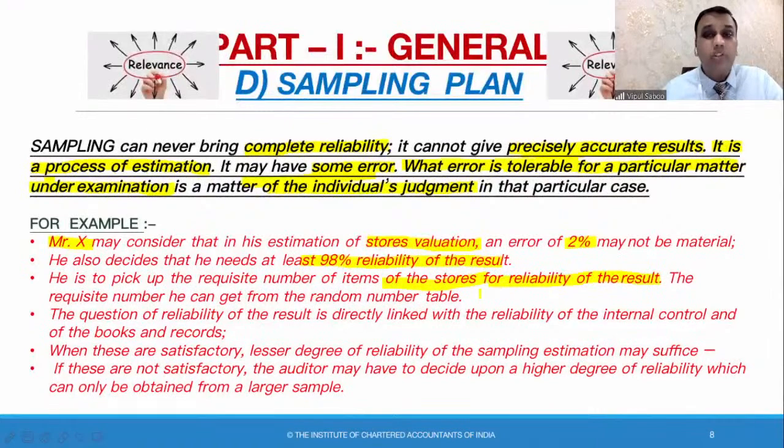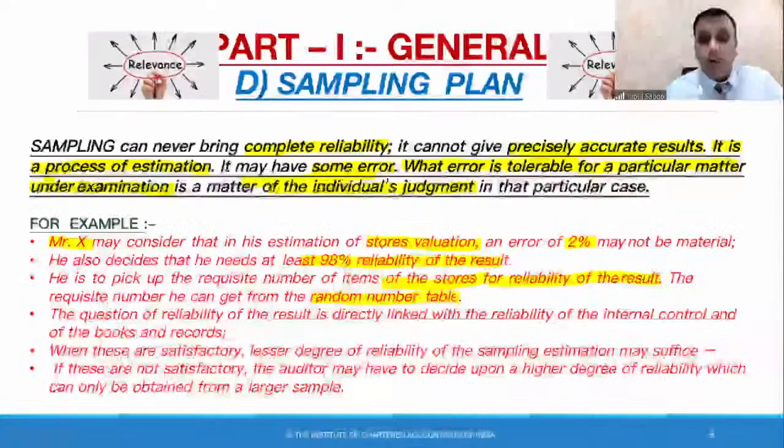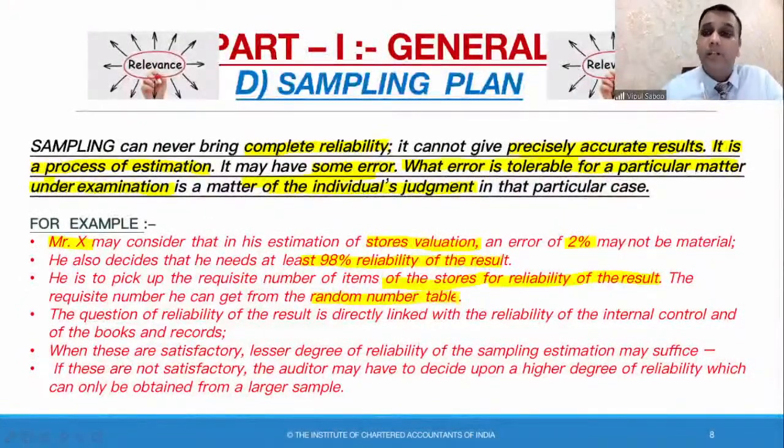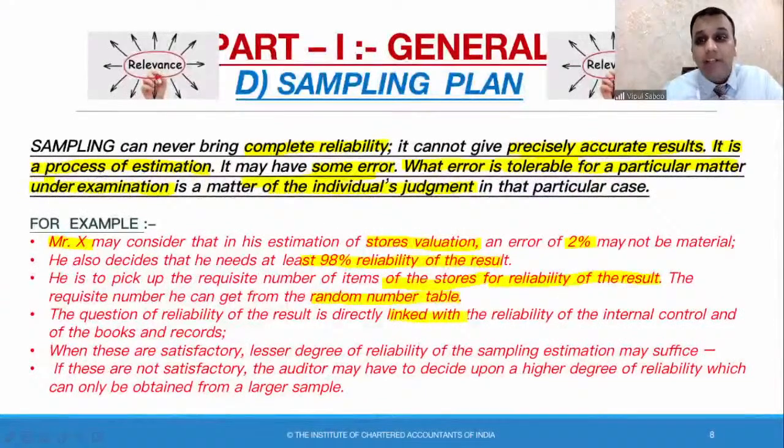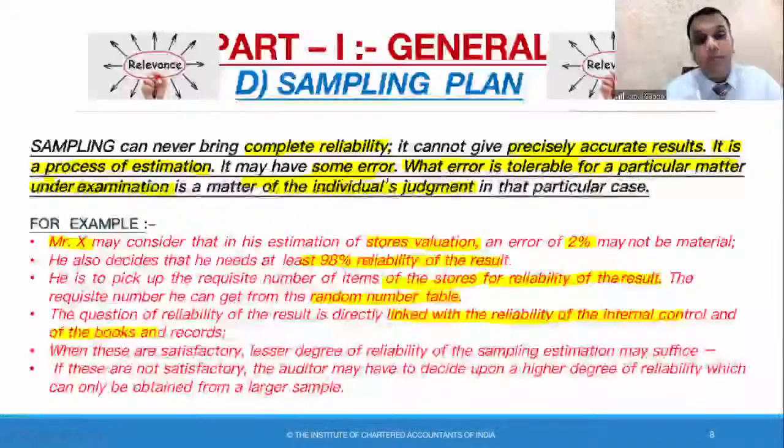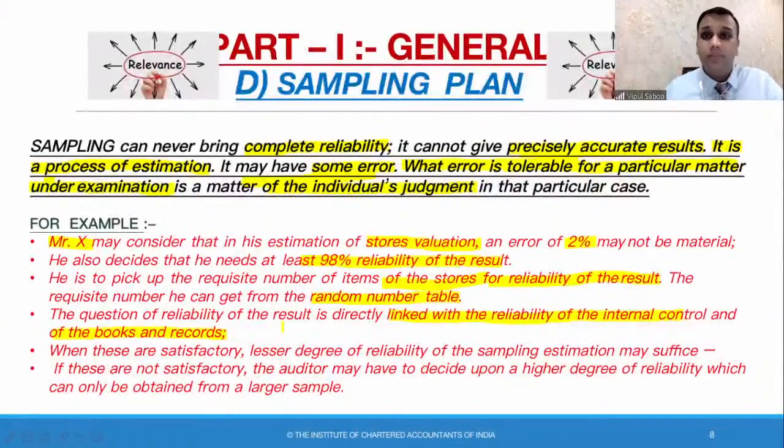So if you have done operations research or random number tables in your probability chapter, you'll use the random number table. It is a mathematical technique to derive a sample. So we'll derive a sample for the valuation of stores, different kinds of stores in the organization stock. We'll use the random number table to check for the reliability of the result. The reliability is directly linked with the reliability of internal control and of the books and records. But obviously, these were our initial steps.